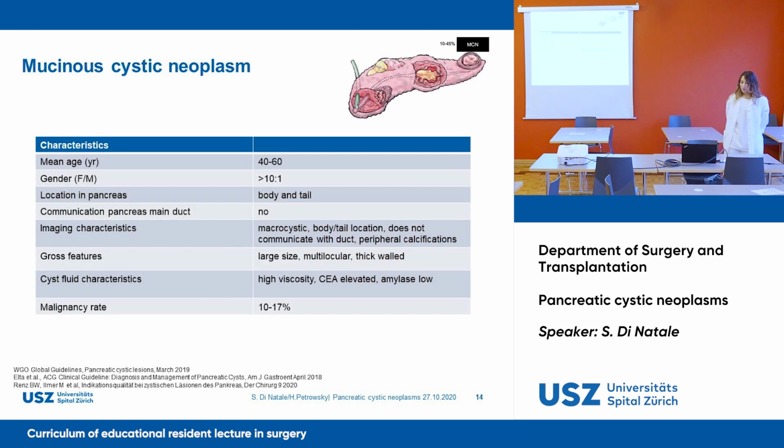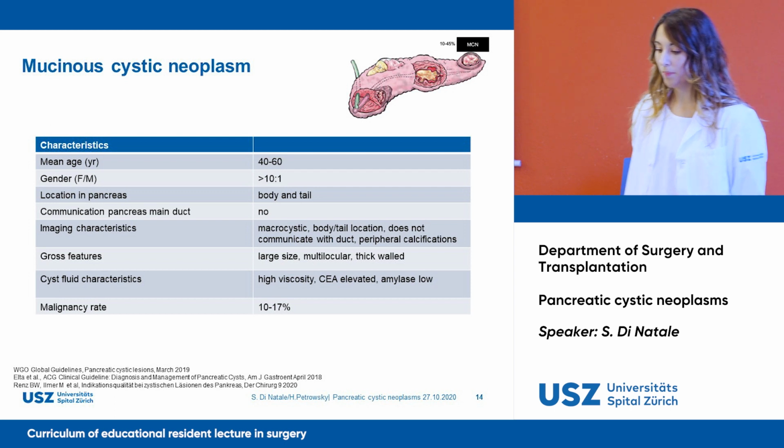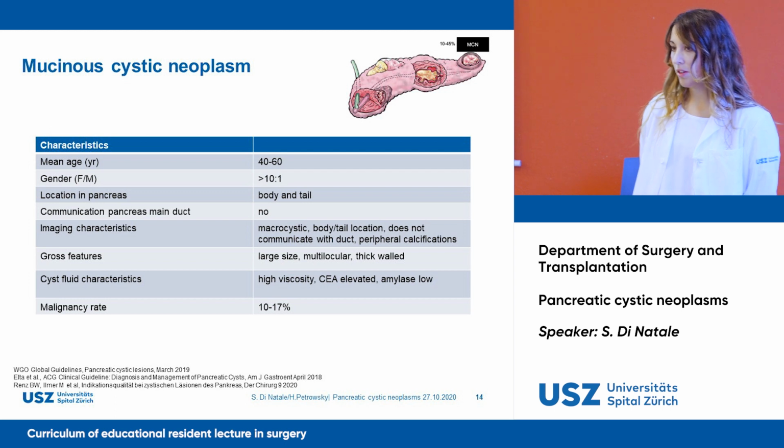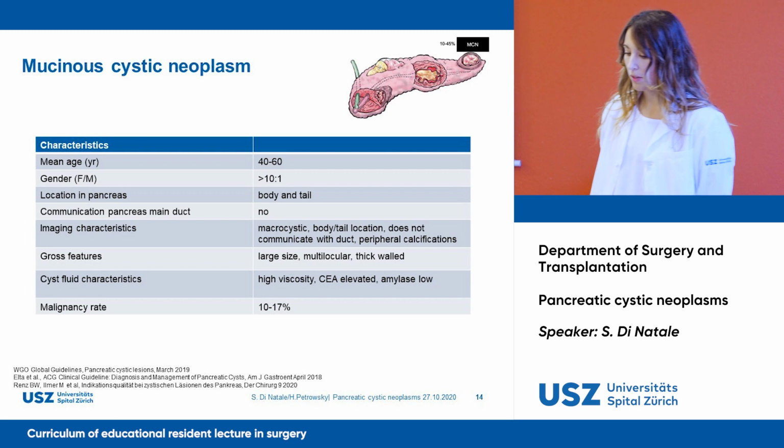Mucinous cystic neoplasms are mostly seen in patients between 40 and 60 years of age and in over 90% of the cases in women. There is also no communication between the main pancreatic duct and the cyst, and they are mostly located in the body and the tail of the pancreas.